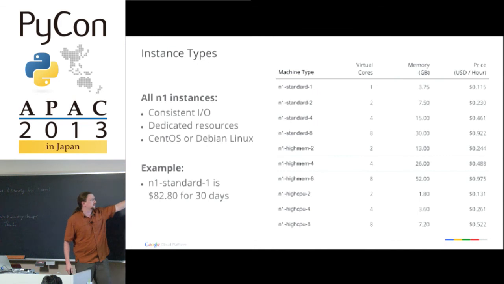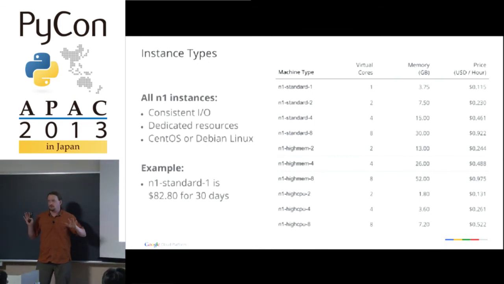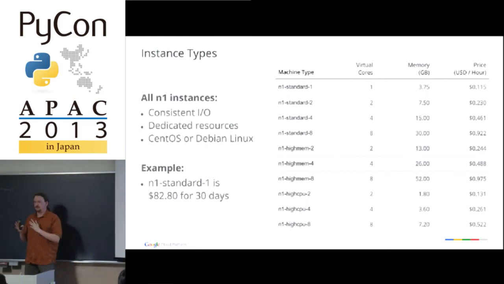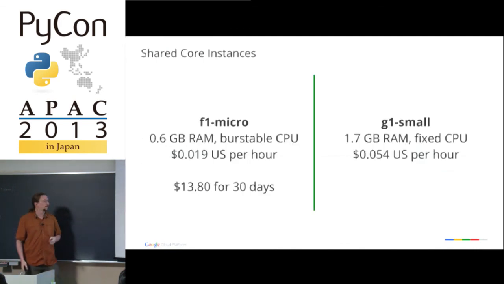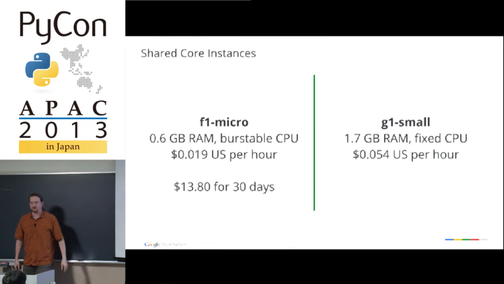So actually, I forgot to mention, CentOS and Debian. Your software probably works on Linux already, but that's what we have. And the CPU and memory are dedicated to your virtual machines. There's no oversubscription at all. So if you pay for a 2 CPU machine, there's no other virtual machines using those 2 CPUs. Except on the micros and the smalls. So that's part of what makes them affordable.